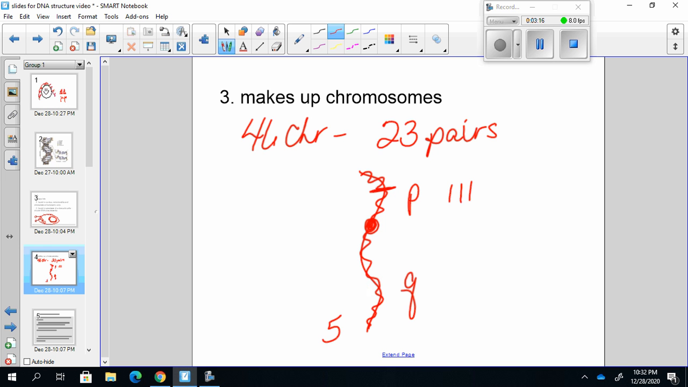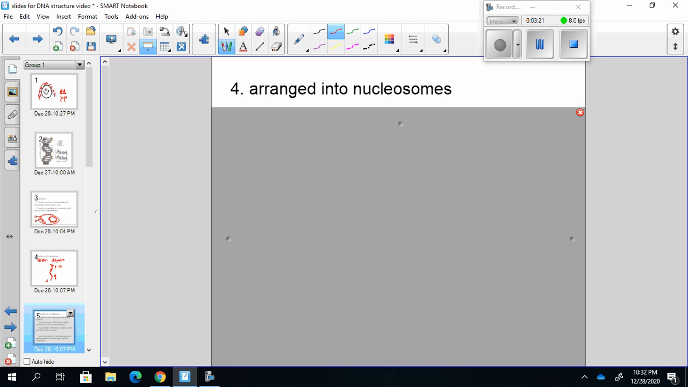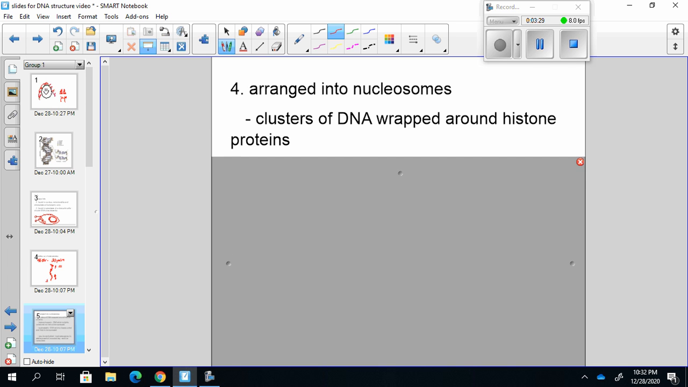And these chromosomes are all made up of DNA, which means they're made up of base pairs. So that DNA has to fit into a nucleus. So in order to fit, it's arranged into what we call nucleosomes, and that's how it fits in such a small space. Because if you stretched out DNA, it would be really long. So it's like clusters of DNA wrapped around histone proteins. So if this is my histone protein, the DNA would coil around it like that. Sort of like picture a spool with thread wrapped around it. And so if you wrap it around, you can fit it in a small space.